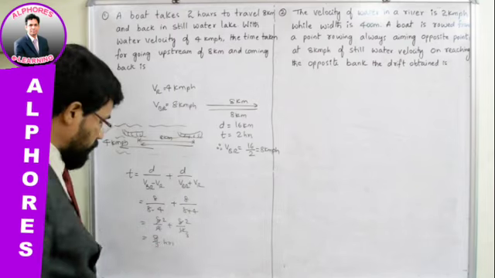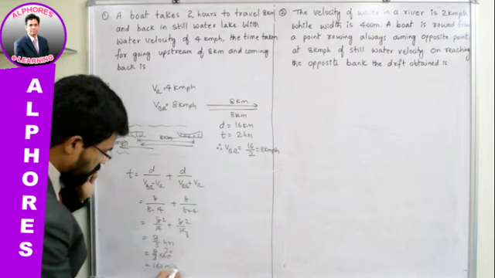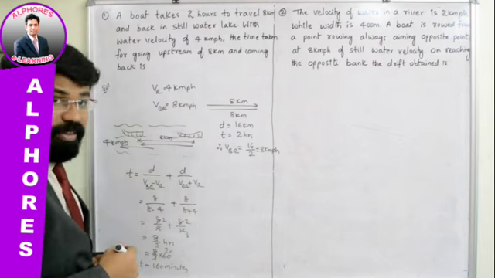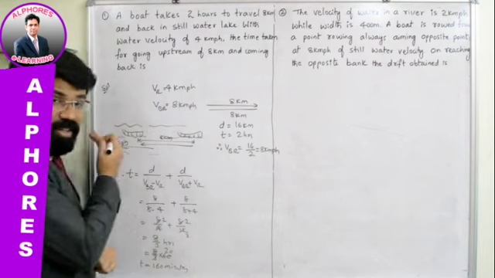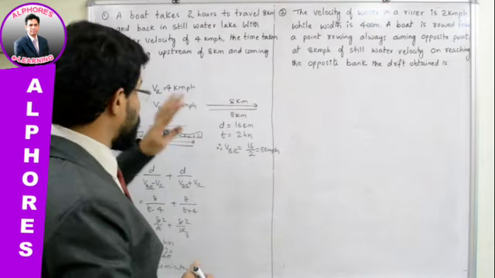8 by 3 hours. So in terms of minutes, 8 by 3 into 60, 20. So what will you have? 160 minutes. So how much is the time taken by the boat to complete this entire journey, 8 kilometers upstream and 8 kilometers downstream? 160 minutes. So this is how it can be solved.